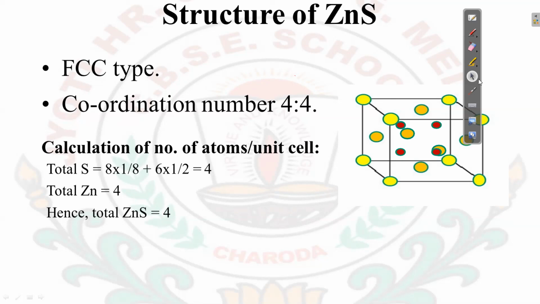Next, zinc sulfide. Zinc blende, or zinc sulfide, has coordination 4 is to 4, because face-centered and corner atoms are both present. The total contribution of sulfide is 8 into 1 by 8 plus 6 into 1 by 2, from the corners and face centers. Then zinc: 4 atoms of zinc are there. So ZnS is 4 is to 4, meaning 4 units contribute to form a single unit cell.